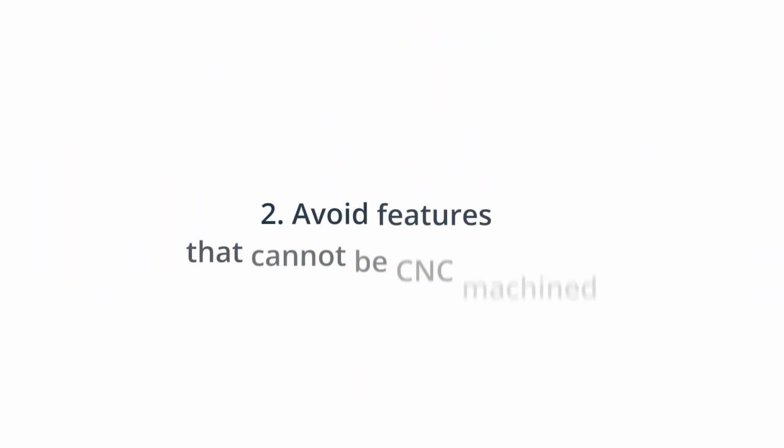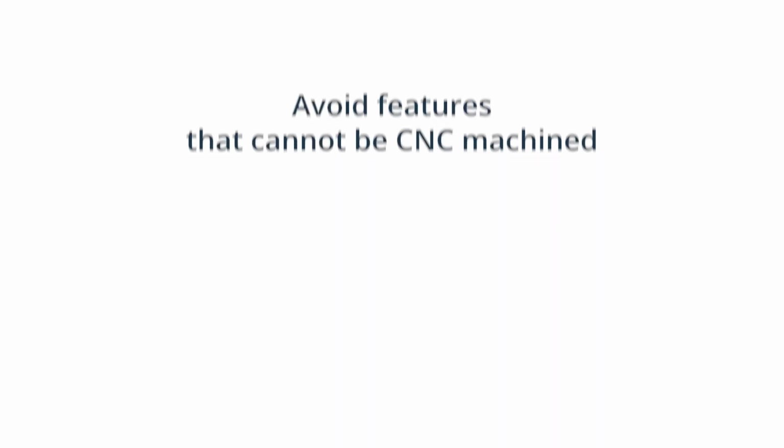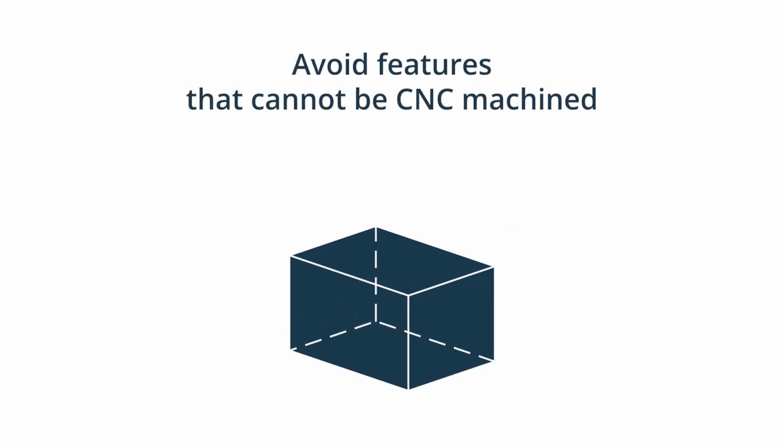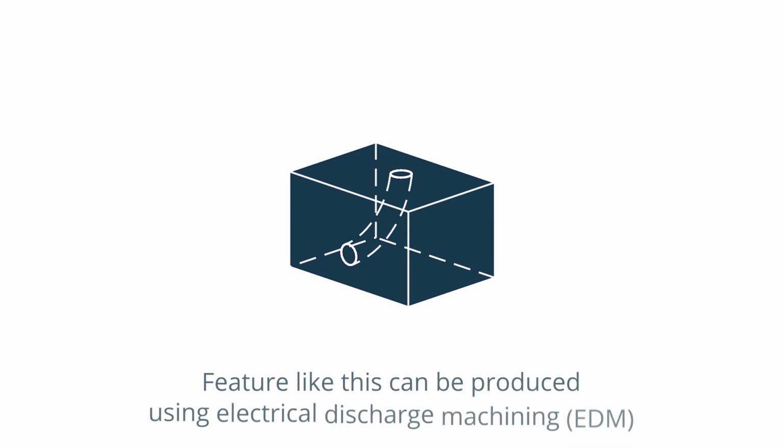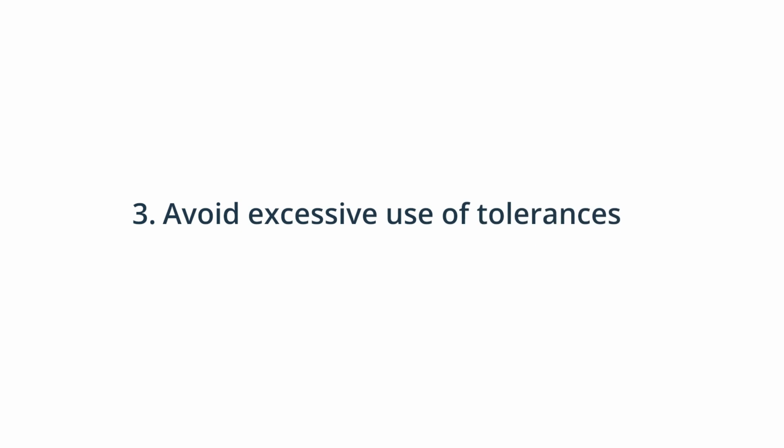2. Avoid features that cannot be CNC machined. An example of a feature that CNC mills, lathes, or drills cannot produce is curved holes. If you require this feature or others that can't be machined for your design, you can use electrical discharge machining, EDM, instead.